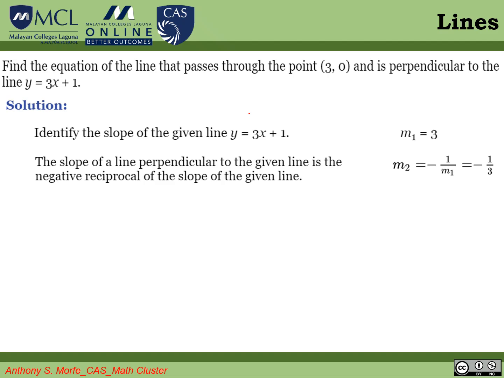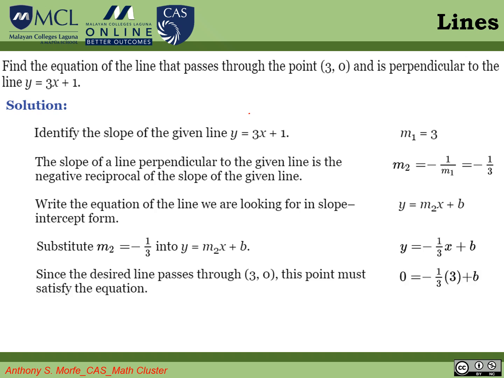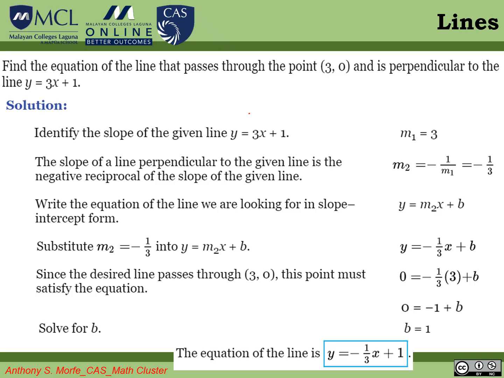As we have calculated, we have slope equal to -1/3. Then we use the slope-intercept form y equal to mx plus b, and since the line passes through the point, you just substitute the coordinates of that point in order for us to solve for b. So we got b equal to +1. Then substituting to the slope-intercept form, we got y equal to -1/3 x plus 1. Okay, so that's our perpendicular line.